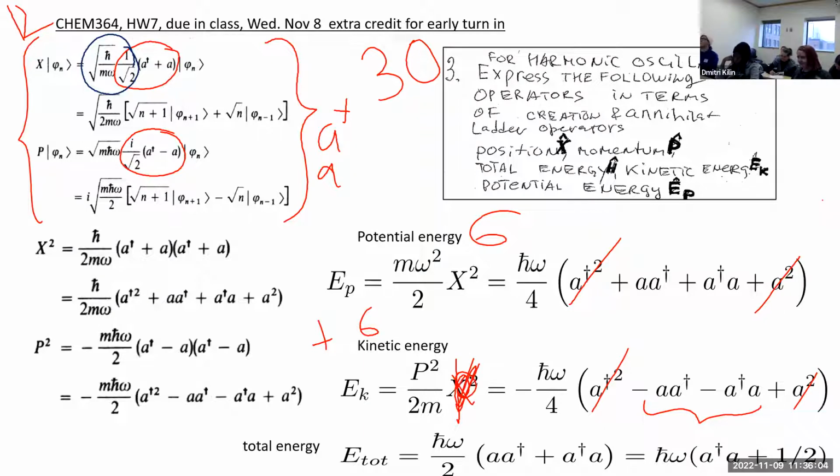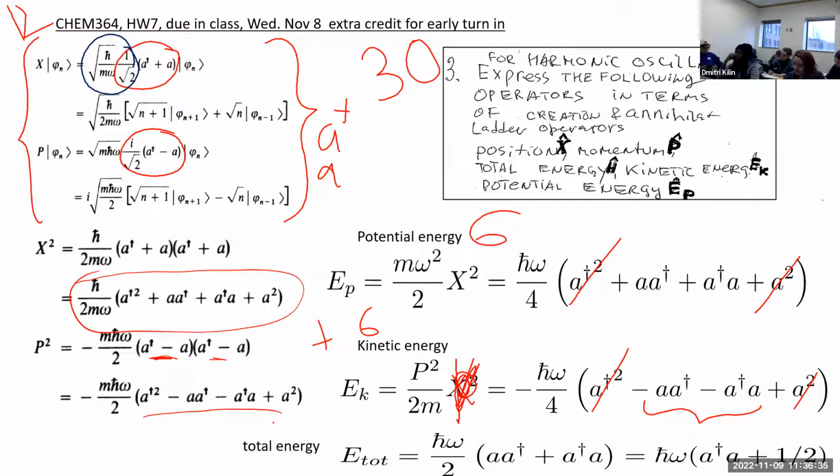Okay, x squared. If x is a summation of a dagger plus a with some coefficient, then for x squared one just needs to keep opening these brackets. p squared. So momentum is a subtraction of ladder operators, and then p squared will be the product of this, opening the brackets and seeing what the elements are.